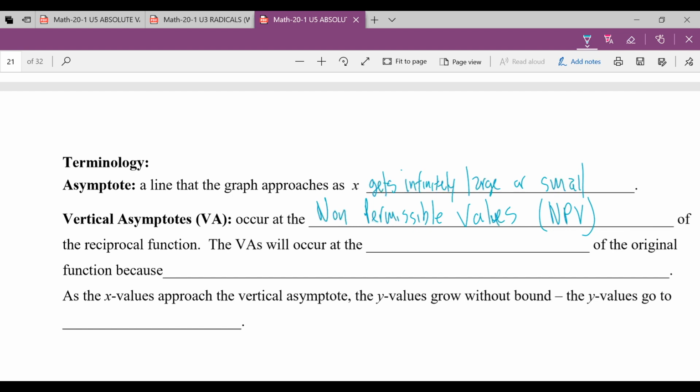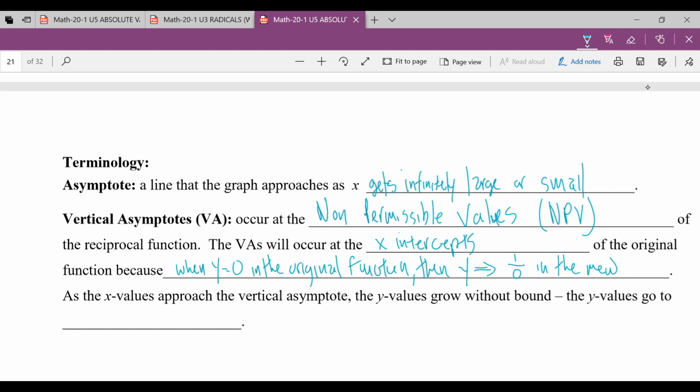The vertical asymptotes will occur at the x-intercepts. Notice I use plural there because there's only one x-intercept with a line, but there's more than one x-intercept with quadratics, which will be the next lesson and the final lesson of this sequence. So the VAs will occur at the x-intercepts of the original function because when y equals 0 in the original function, then y becomes 1 over 0 in the new. And any number divided by 0, of course, is undefined.